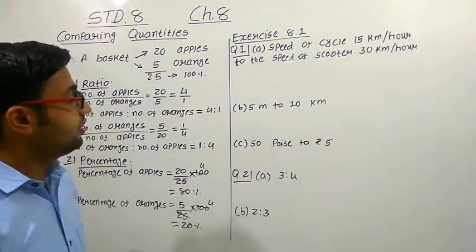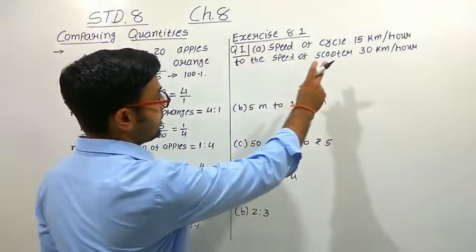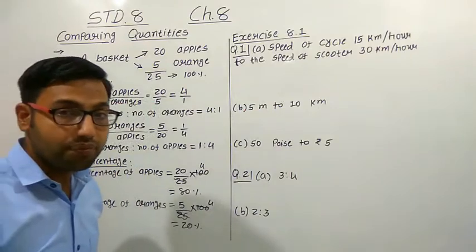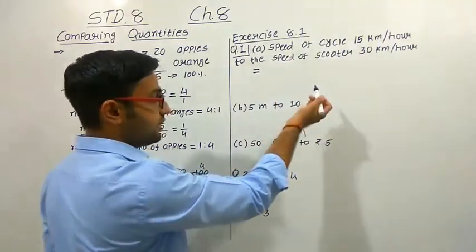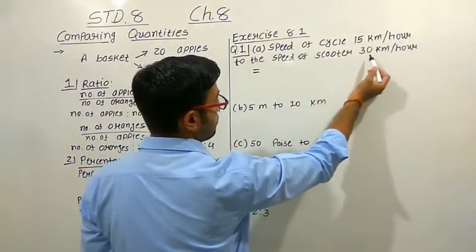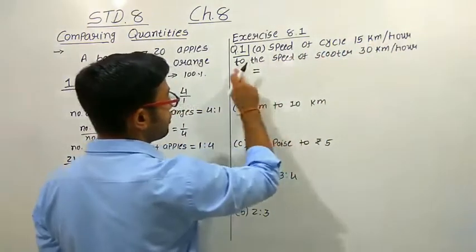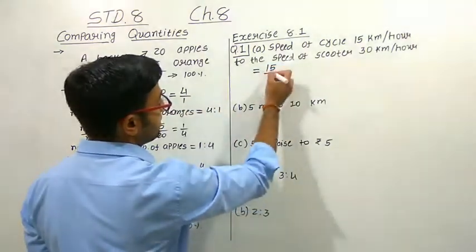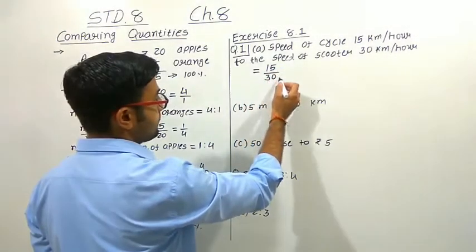So here we have to find the ratio of the three given quantities. First is the speed of a cycle, 50 km per hour, to the speed of a scooter, 30 km per hour. Here both quantities are speeds and both have the same unit, kilometer per hour. So here we have to compare the speed of the cycle to the speed of the scooter. That is, first is 15 and second one is 30. Right? So this is the ratio of the speed of the cycle to the speed of the scooter.